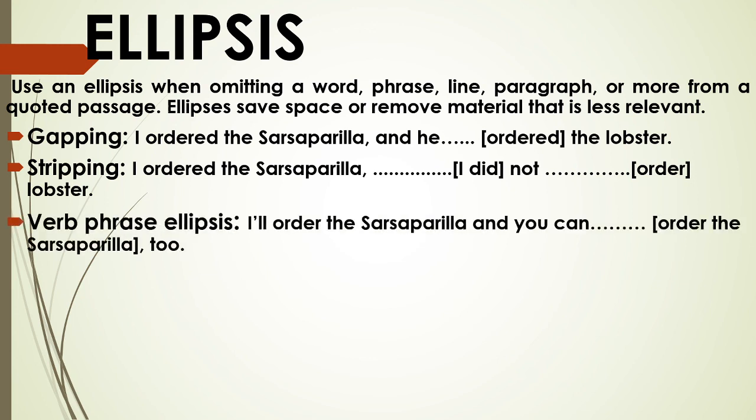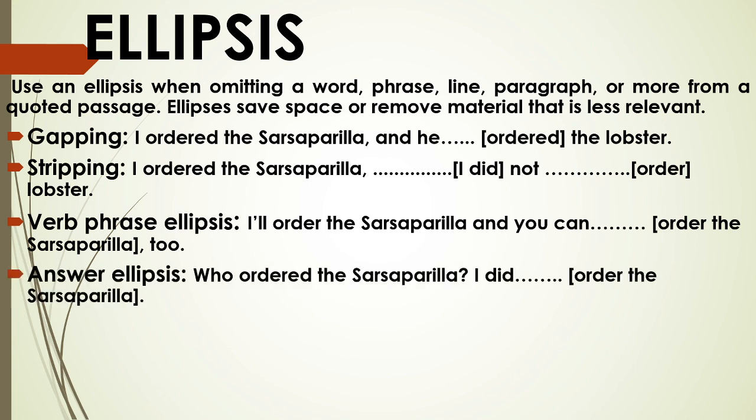The next one, the verb phrase ellipsis. I ordered the sarsaparilla and you can too. So here the verb phrase, order the sarsaparilla, is missing and has been replaced by ellipsis. Answer ellipsis, that's the common one, in fact the commonest one. While the teacher asks a certain question and you just answer very briefly. For instance, who ordered the sarsaparilla? I did. So the answer ellipsis has taken away all the other information, because the answer should be I did order the sarsaparilla. But the meaning is still clear without it.